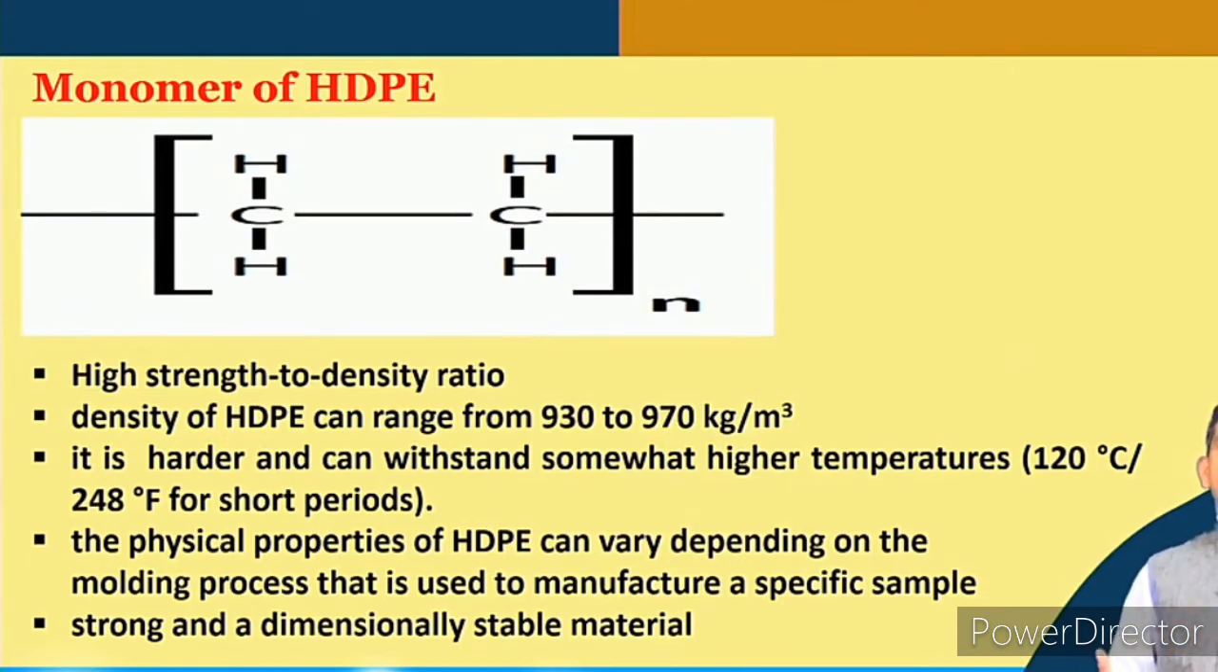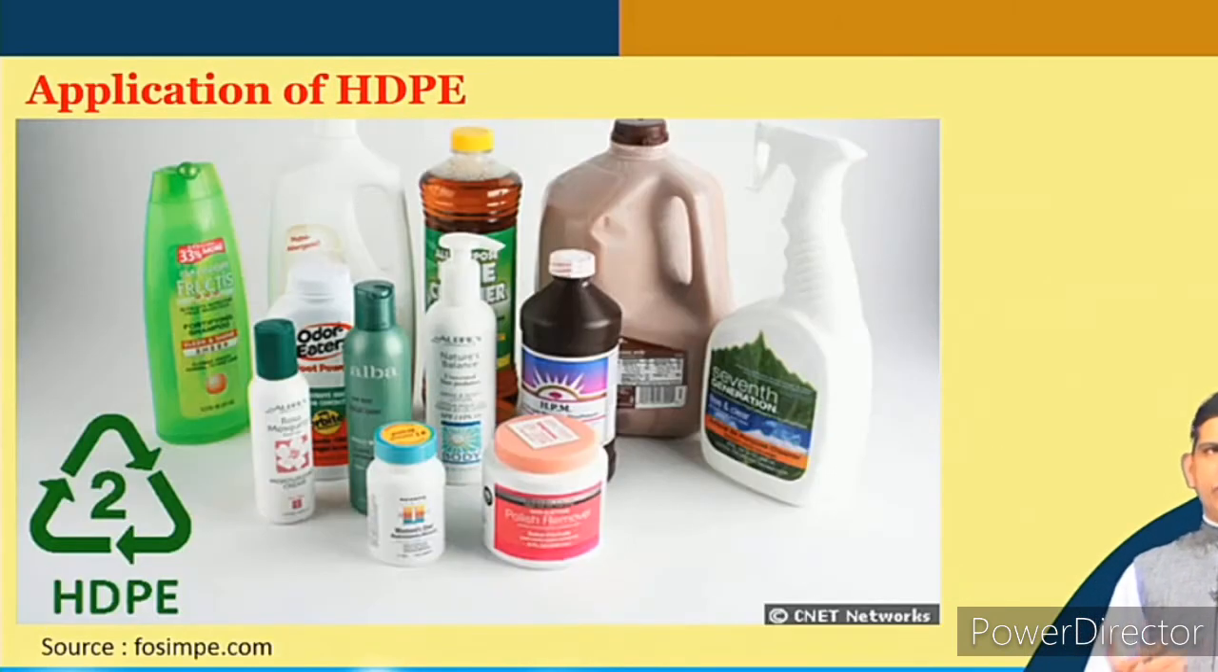It is harder, and it can withstand high temperatures around 120 degrees centigrade. The physical properties can vary depending on the molding process to make a specific sample. It is strong and a dimensionally stable material. That is why you see HDPE applications in most sturdy items, like your buckets, big tumblers, and big drums. Mostly HDPE is used for those applications.